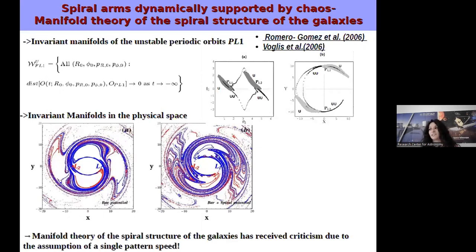One of the main criticisms for the manifold theory has been, until recently, that there has been a work, I will mention it, that gave new data for this. The main criticism was the assumption of a single pattern speed in the galactic disk. But what is the manifold theory?